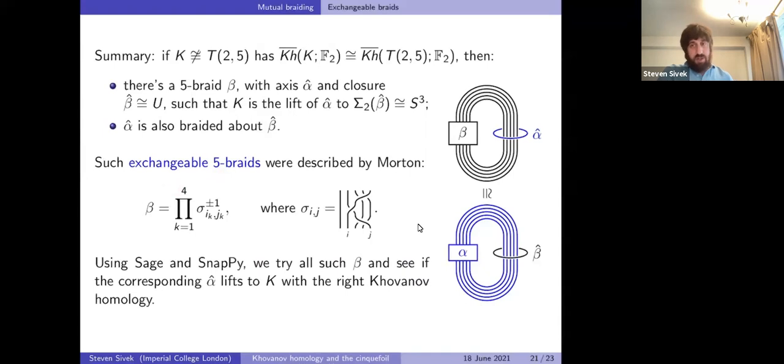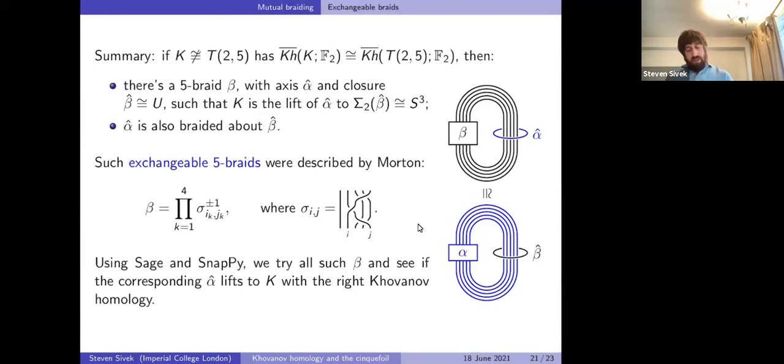So now we do a computation in Sage, again using SnapPy for the numerical parts, which I think are actually certifiably correct, but don't just take my word for it. So we just iterate through all such beta. There are 160,000. In fact, it turns out that using the fact that K is strongly quasi-positive, that it supports the standard tight contact structure on S3, we know that all of these exponents have to be +1. So it's not even 160,000. There are 10,000 braids to try.